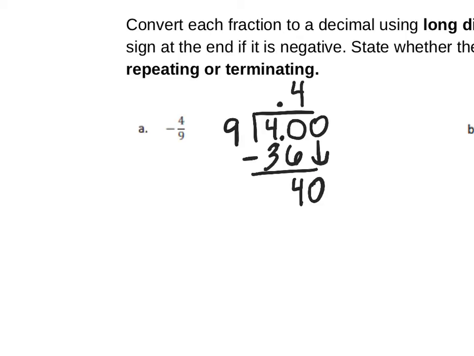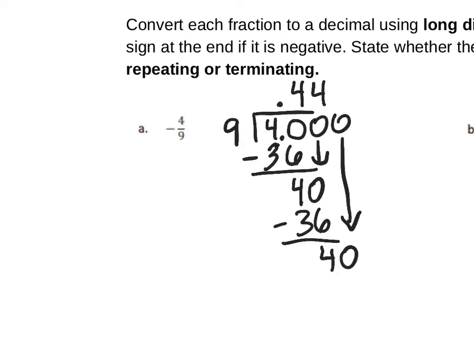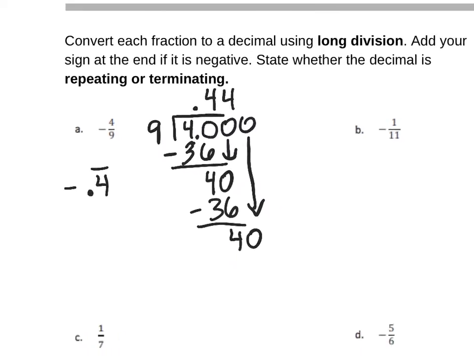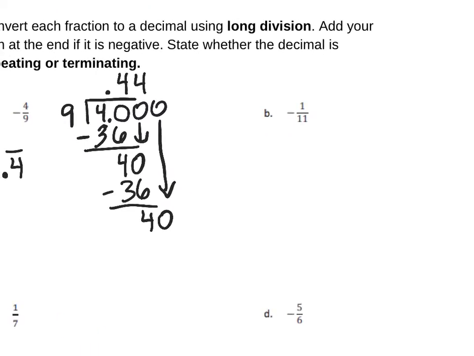9 goes into 40, 36, and you can see what is going to happen. You bring down another 0, and so on. So this would be 0.4 repeating, only it's a negative. Incidentally, you may know the 9's trick already, but 5/9 would be 0.5 repeating, 6/9, 0.6 repeating, and so on. Try it out. Letter B, -1/11.